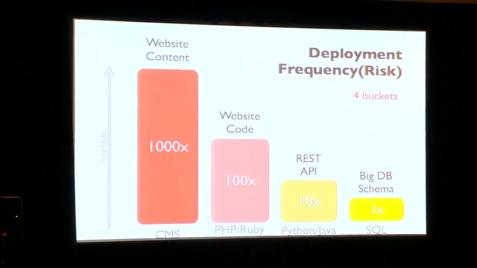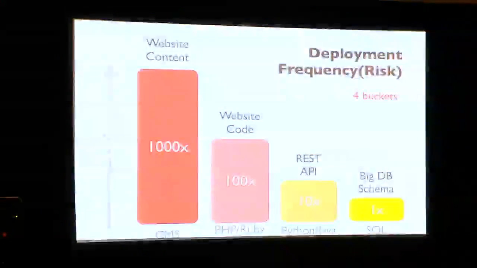But we don't deploy everything at the same frequency. So here is a logarithmic scale of how frequently we deploy different parts of our system. So for example, for every single schema change, we might do 10 API deployments, which includes PHP and Python code modifications, for example. And for every 10 of those, we might do 100 website front-end code changes, because they are a lot lower risk than the API changes. And for 100 of those, we might do 1,000 content changes on the website itself, because that's very low risk.